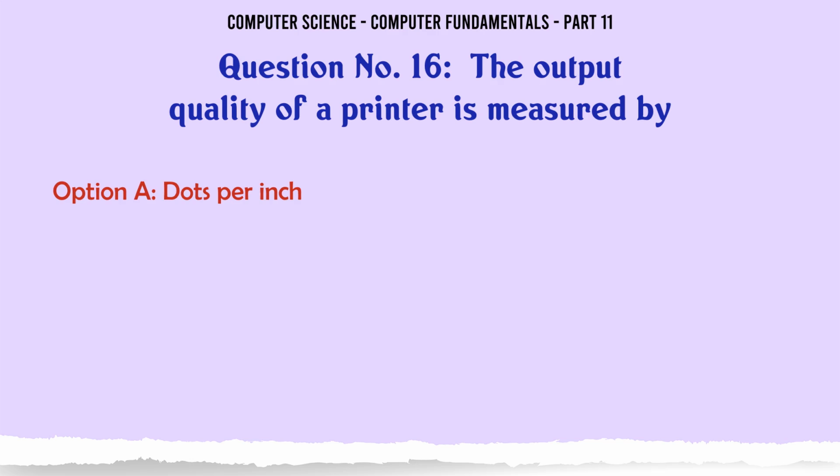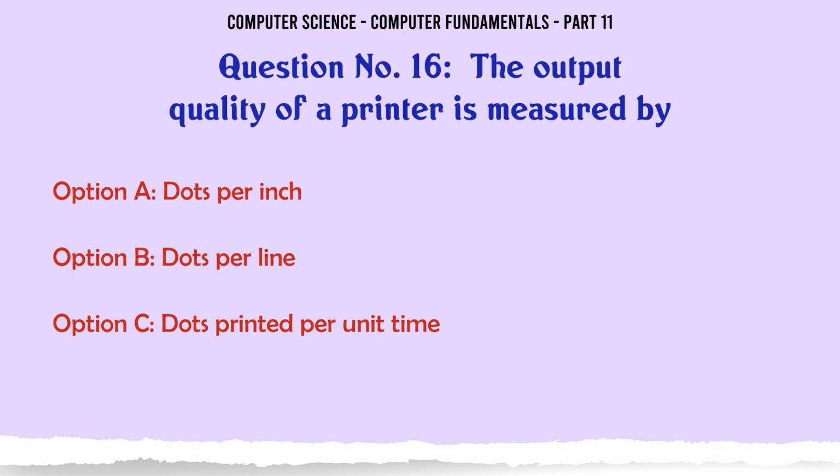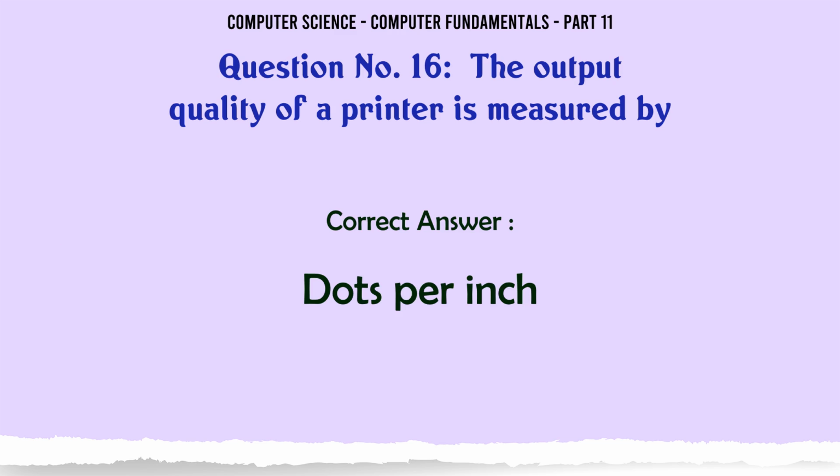The output quality of a printer is measured by A. Dots per inch. B. Dots per line. C. Dots printed per unit time. D. All of the above. The correct answer is dots per inch.